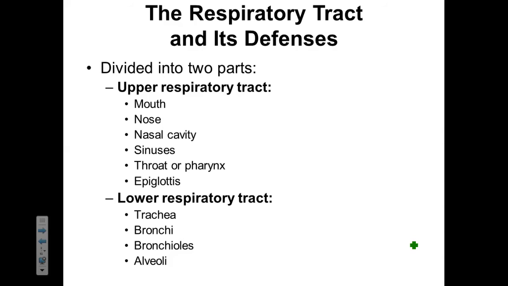Structures of the upper respiratory tract include mouth, nose, nasal cavity, sinuses, throat, pharynx (pharynx if you're in your anatomy class, throat in most other settings), and epiglottis. And then the structures of the lower respiratory tract are everything from the trachea down. So the trachea, bronchi, bronchioles, alveoli, these are going to be within the lungs, and the primary bronchi are outside of the lungs, but the secondary and tertiary bronchi will be within our lungs.